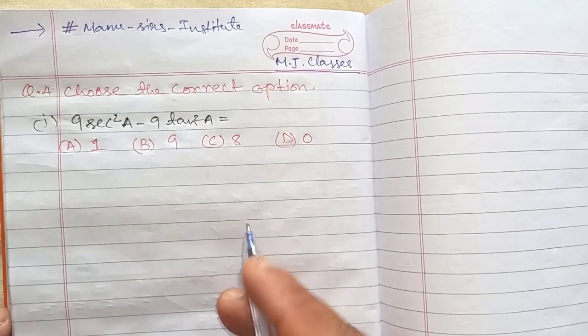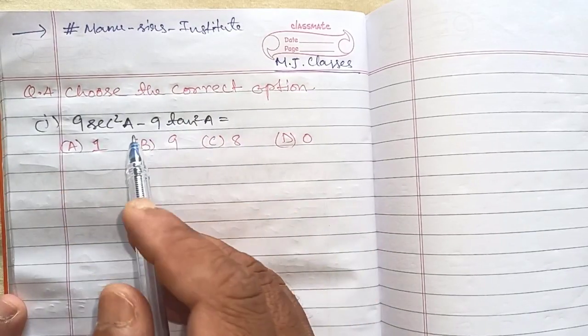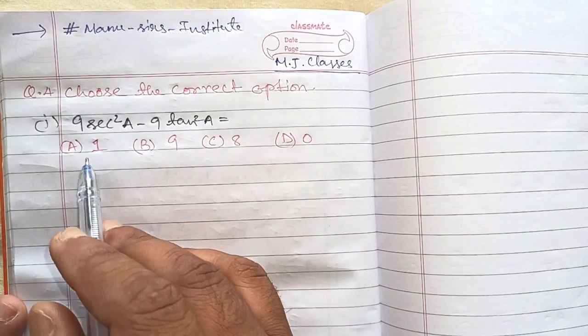Question number 4. In question number 4 it is given, choose the correct option. So there are 3 bits in this question.